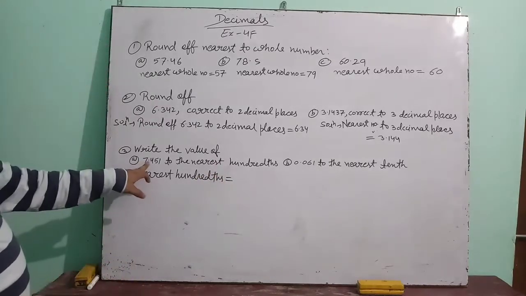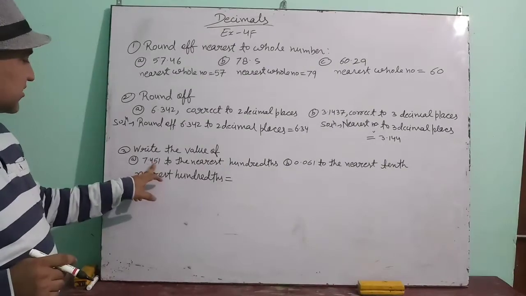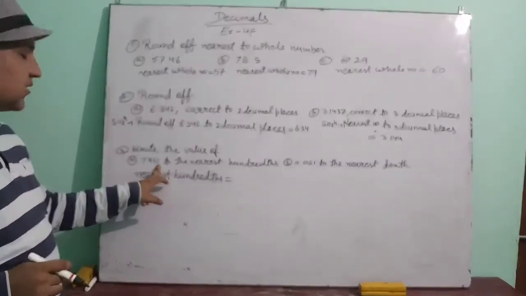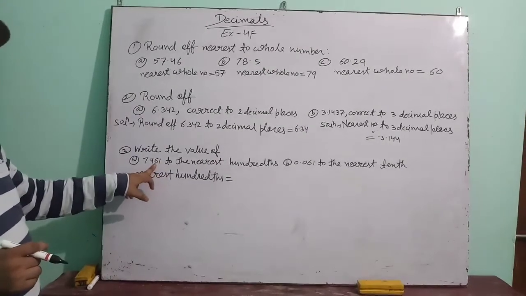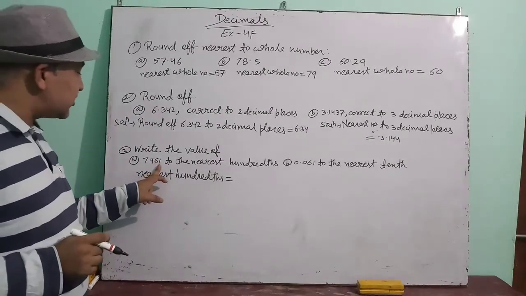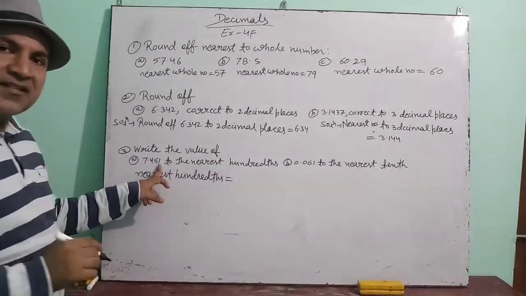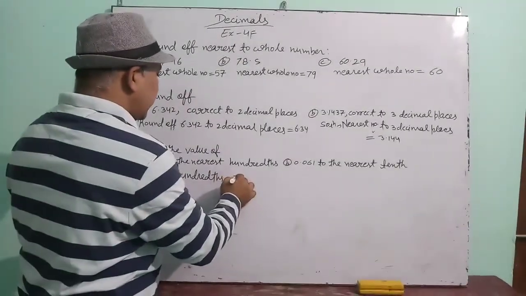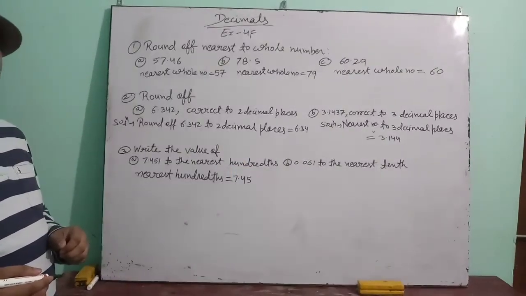See this one. We know that just after the decimal, this is the tenths place, this is the hundredths place, this is the thousandths place. Okay. So we have to write the nearest hundredths, meaning we will check the thousandths place. Since the thousandths place is less than 5, we will remove it and 7.45 will be our answer.